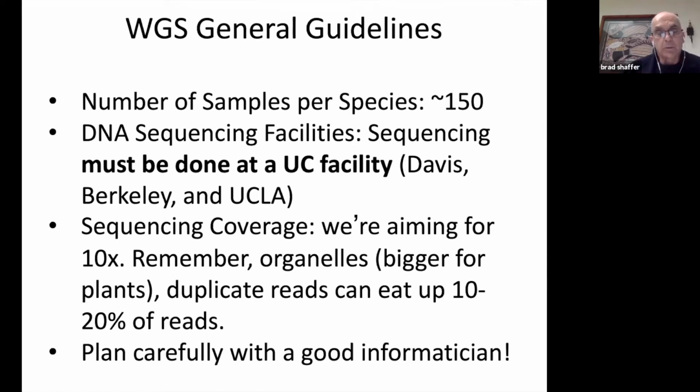So at the whole genome resequencing level, as you know, we're shooting for around 150 individuals per species. For each of those, one way or another, DNA is going to get extracted, libraries are going to be made and pooled, and they're going to be sent to a core facility for short read sequencing. According to the agreement of our funding from the state, that sequencing has to be done at a UC facility. Right now, we've been working most closely with Davis, Berkeley, and UCLA.